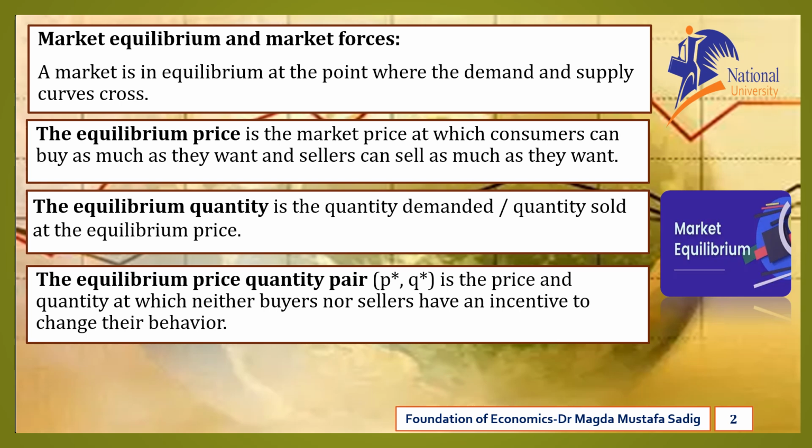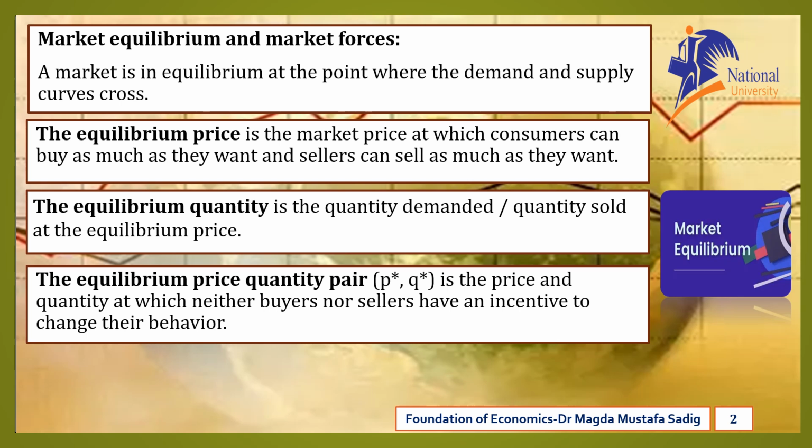Think of it like this. At price P star, buyers get exactly what they want, and sellers sell everything they bring to the market. What happens if the price is not at equilibrium?